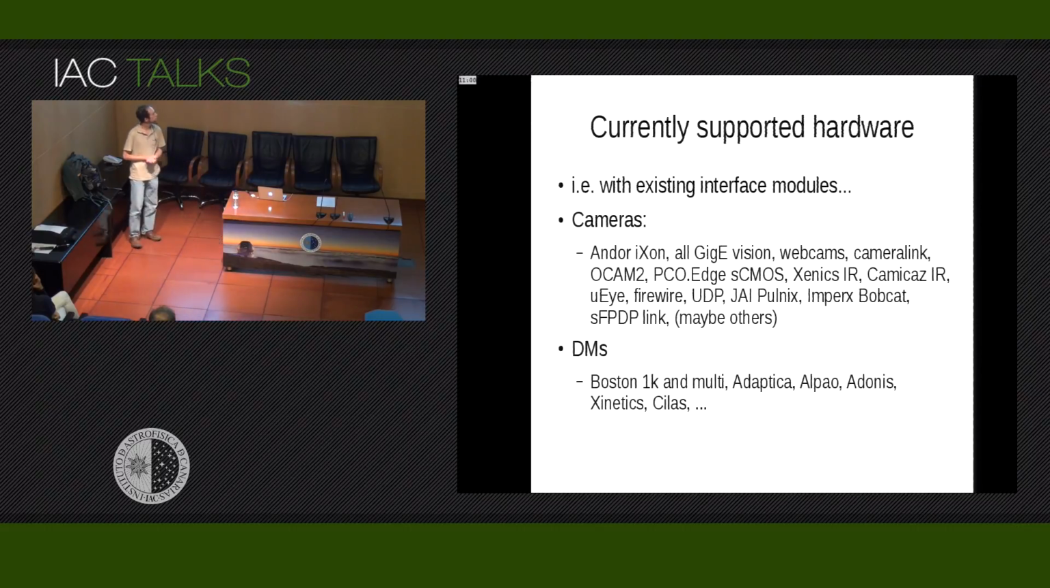Lots of hardware currently supported, a whole list of cameras that we use, some in the lab. We also use this for science cameras, so that we're able to get the whole system of Canary using the same interfaces for all the different cameras, and interfaces for lots of different DMs as well, which have been developed over the years. And all of those are plug-and-play modules that we can load into the real-time system or take out as needed.